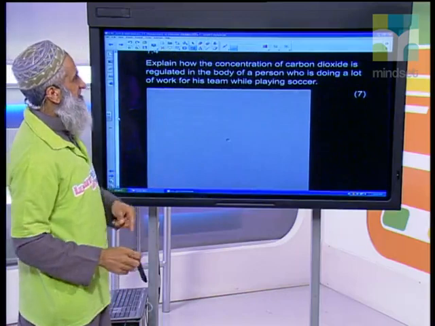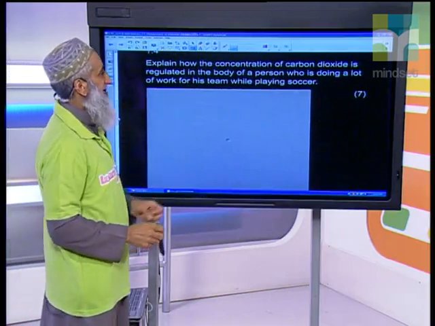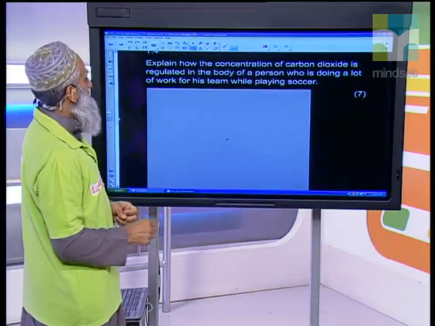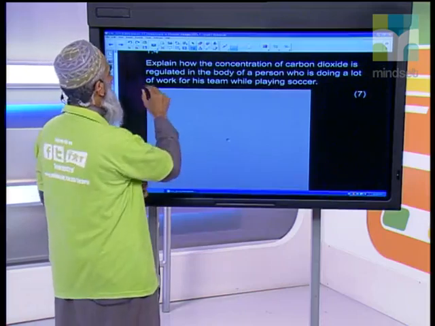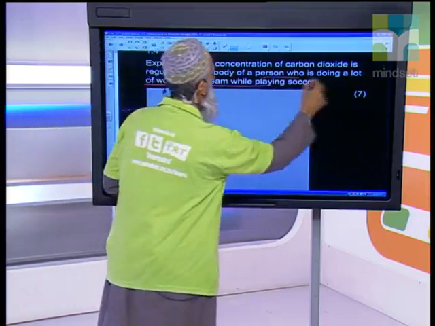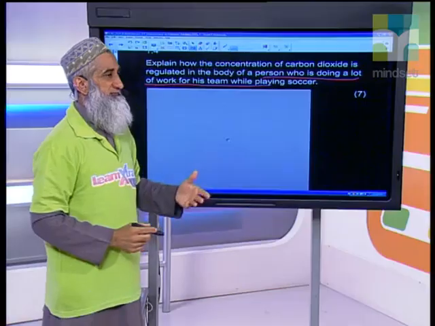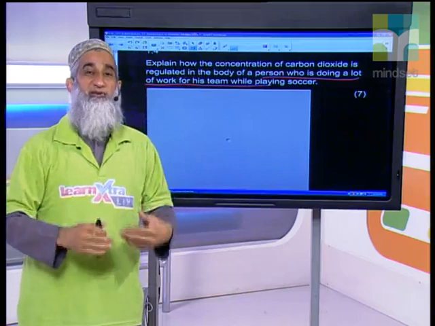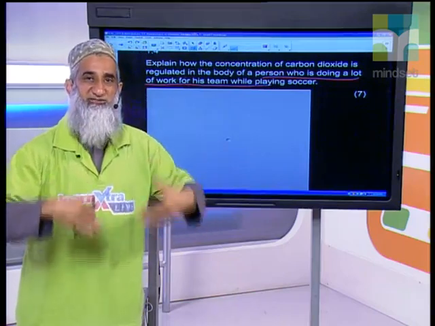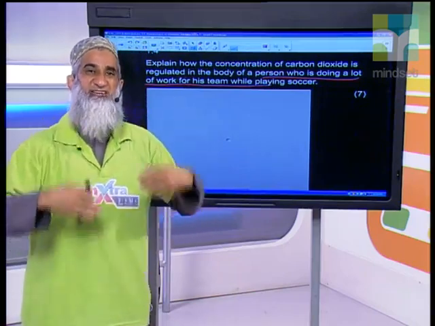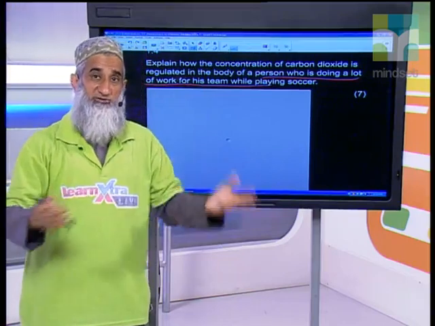Explain how the concentration of carbon dioxide is regulated in the body of a person who is doing a lot of work for his team while playing soccer. Okay, from you, I only want to know what's going to happen to him. Is he going to have too much carbon dioxide or too little? He's going to have too much carbon dioxide. Excellent. Why? Because he's playing a game. He's running. His body is using energy. Respiration is at a high level. So too much carbon dioxide.